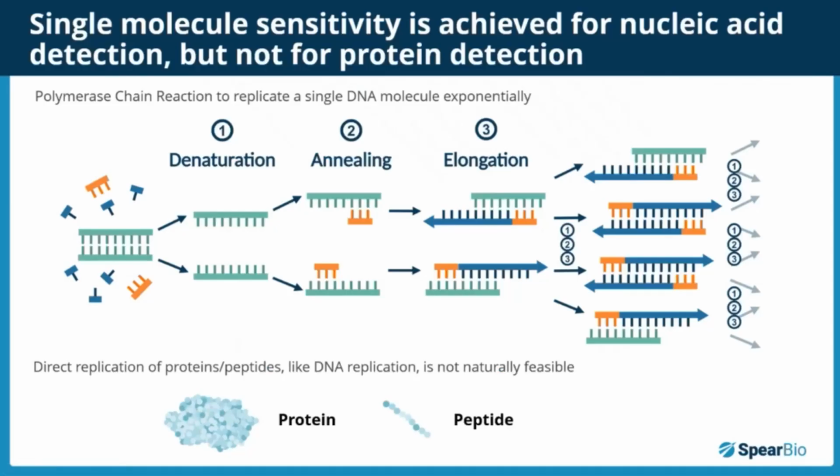Nucleic acid biomarkers have long benefited from exceptional analytical sensitivity. With polymerase chain reaction, even a single copy of a nucleic acid can be exponentially amplified, generating billions of identical sequences for detection, even with portable equipment nowadays. In contrast, proteins and peptides lack a natural amplification mechanism like nucleic acids. This fundamental limitation makes it extremely challenging to detect a single protein or peptide molecule in a sample, even with the most advanced methods and instrumentation available today.